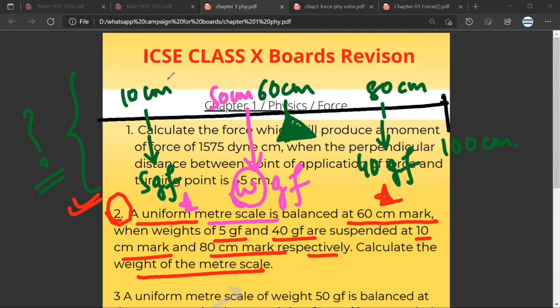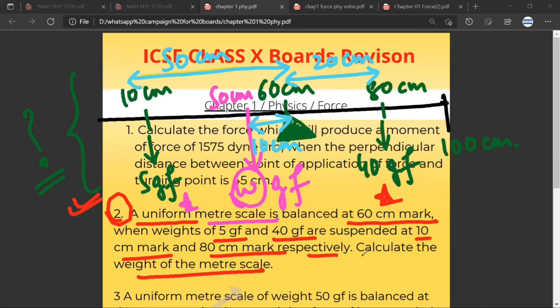Now, Mr. Sivang, how will we do this question? Okay, how will we form the equation? 10 into 5 GF, which will be equal to the weight on the right hand side. Sivang, basically you need the distances from the fulcrum. This distance is 60 minus 10, which is equal to 50 centimeter. This distance is 60 minus 50, which is 10 centimeter. This distance is 80 centimeter minus 60 centimeter, and this is 20 centimeter.